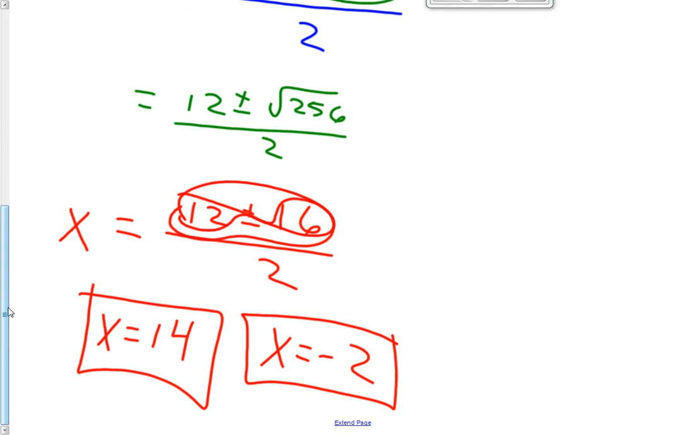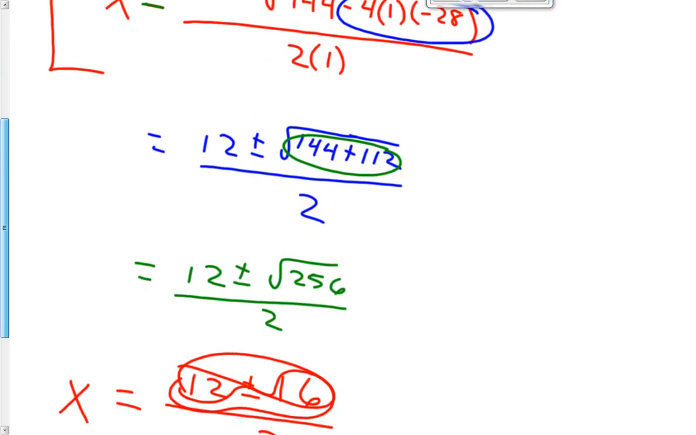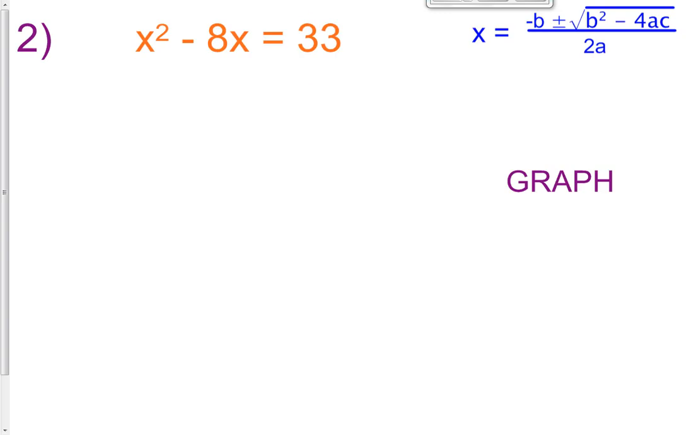It really works out nice when you have this formula to follow and all you do is simplify everything in the formula until finally you get what x equals. X equals 14, x equals negative 2. You guys pause the video and try number 2 on your own, please.